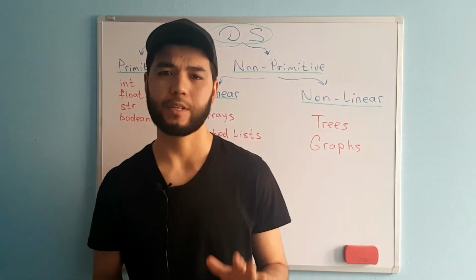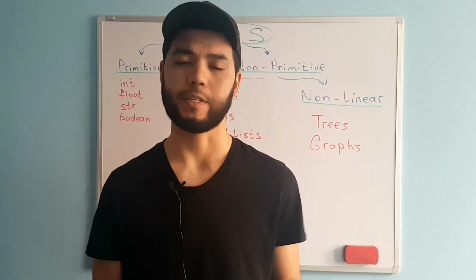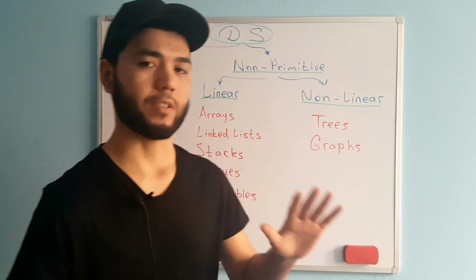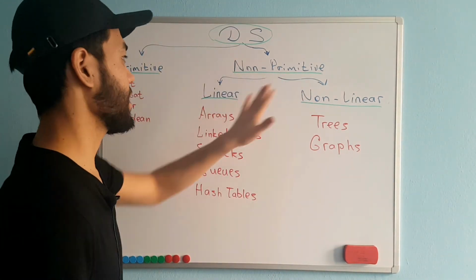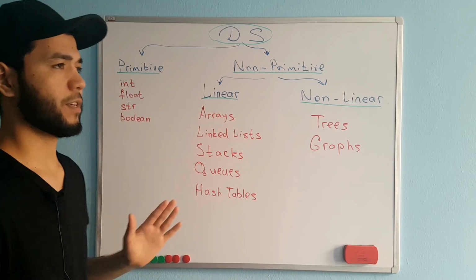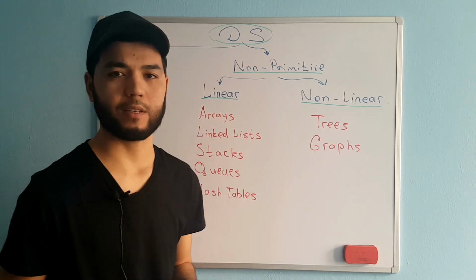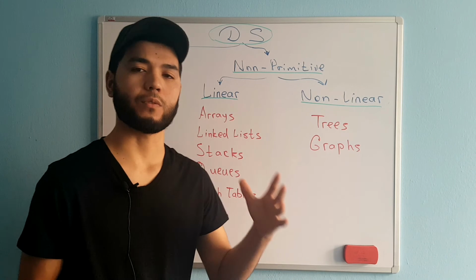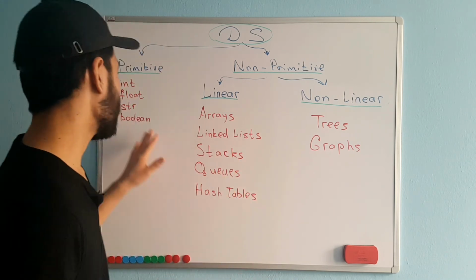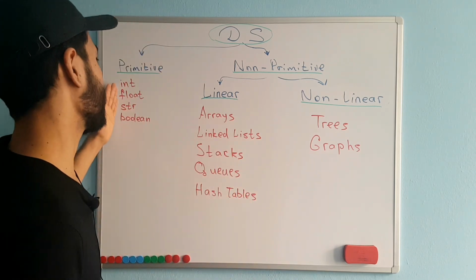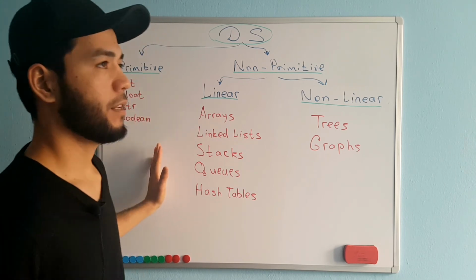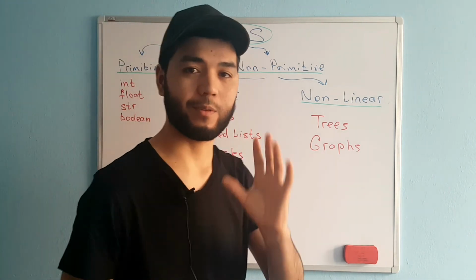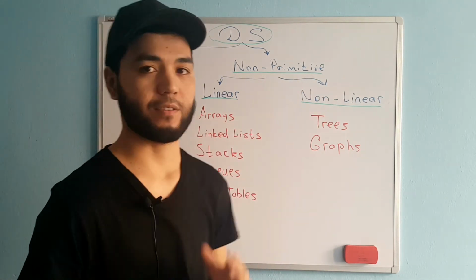In data structures, we have two types: primitive and non-primitive. A primitive data structure is very simple and basic, and if you know one programming language, you are already familiar with it. You have numbers, which are the integer and the float, you have strings and characters, and you have a boolean.